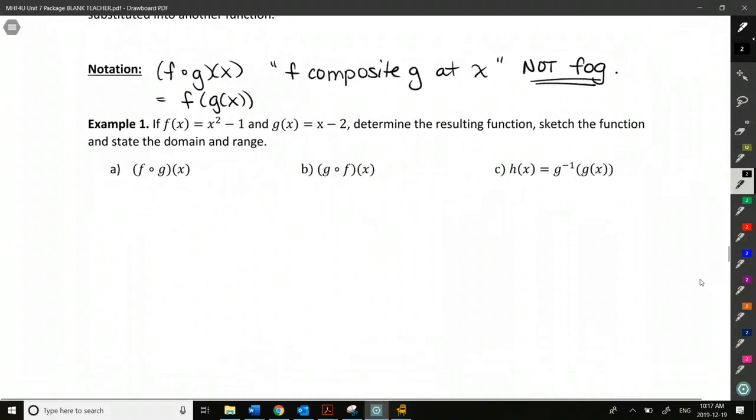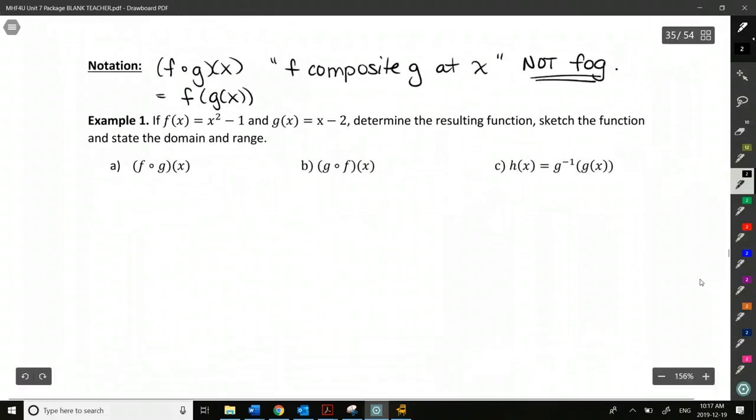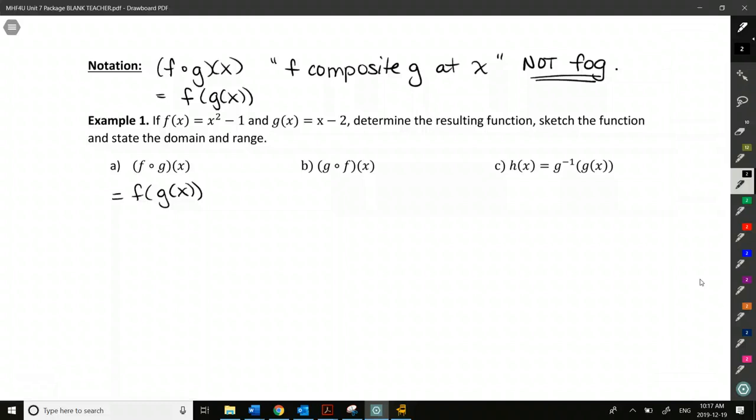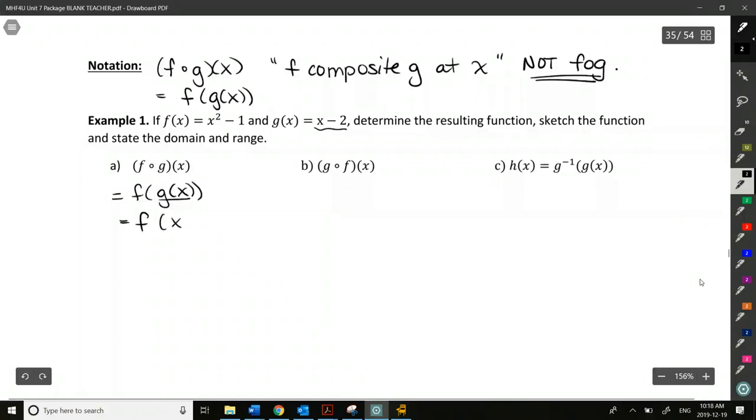All right, so let's take a look here. So for the first one, we're using the notation that I introduced to you above. That means that we're taking g at x and we're plugging it inside the x's for f at x. So here's my g at x function. We see that in our equation, it's equal to x minus 2. So we're actually going to evaluate f at x minus 2.